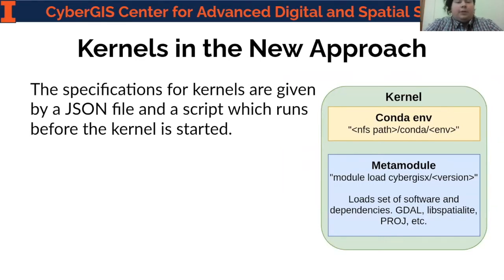The specifications, so the Conda environment, the environment variables, modules, etc. for kernels are given by a JSON file and a script which runs before the kernel is started. And the kernel in this approach is made up of two core components: the executable for the notebook, which in our case is a Conda environment, and then a set of modules that we want to load to give the user their compute environment. We specify this using what we call a meta module, which is just a module that loads other modules, because this simplifies and gives users a default compute environment.